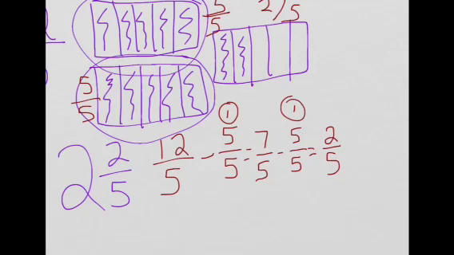Well, I cannot take away another 5/5, and so I know that 2/5 is going to be what's left. And I have up here, if you look, a whole and another whole. So that's 2 wholes. 2 wholes and 2/5 left over, which is the same as this. So I can do it by drawing it, but I can also do it by subtracting wholes. So let's try another one. Subtracting wholes.